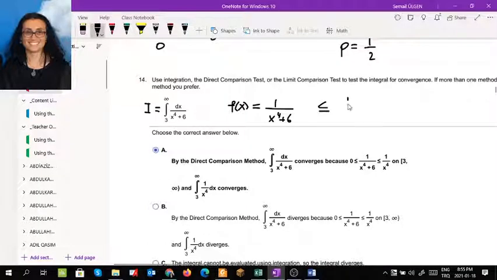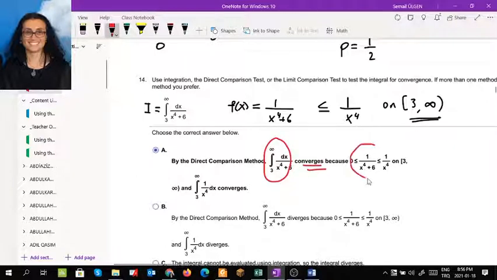Observe that this is less than or equal to 1 over x to the 4. And the p-test says, this is on 3 to infinity, so because of this domain, the integral of this is convergent by the p-test. Because of that, this is convergent. So by the direct comparison method, this converges because this inequality is true on this interval, and we also know the larger one is convergent by the p-test. So the answer is actually A here.